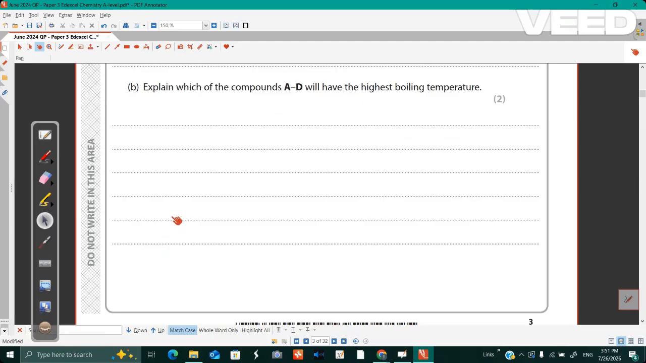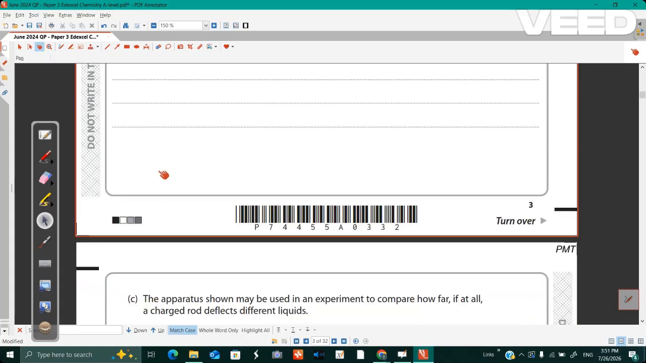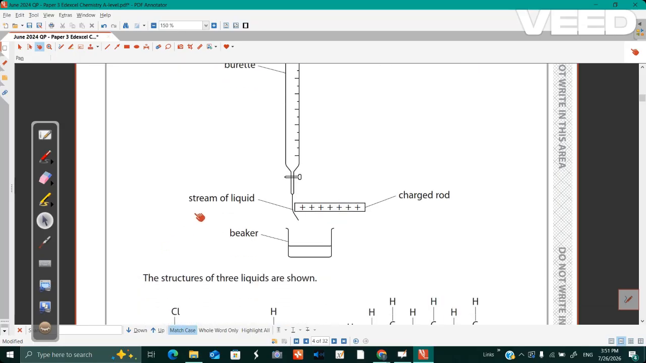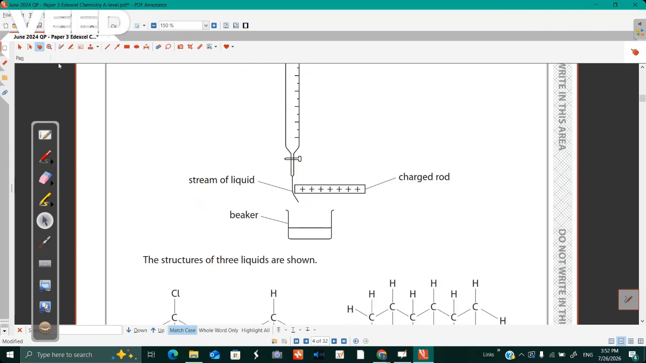Let's move on to the next one. The apparatus shown may be used in an experiment to compare how far, if at all, a charged rod deflects different liquids. And that is a very, very easy one, right? A stream of liquid is there, a beaker is there, a charged rod. So the liquid is getting attracted towards the charged rod.